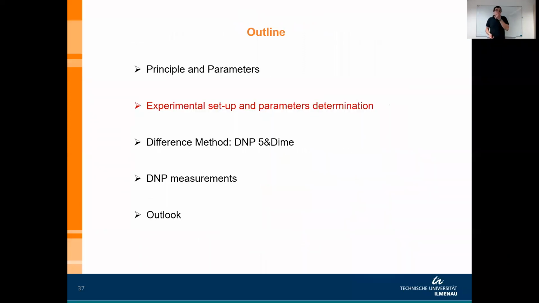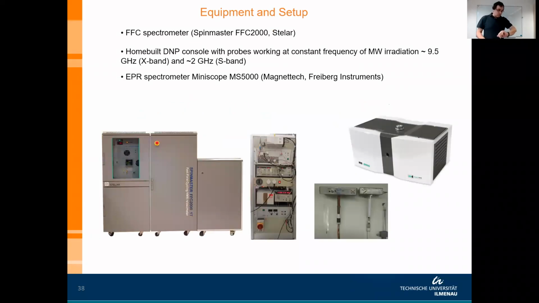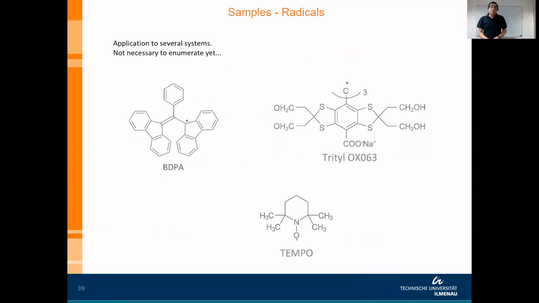Well, let's go now to describe the experimental setup and the parameters here. Good. We have in our community, I guess everybody will recognize the Stelar spectrometer. We have also an EPR spectrometer here, benchtop, and then we have our probes for DNP that are double resonators here, and then we have the electronics for the DNP basically. And the samples, I will not describe samples, I will go through the samples when I give the examples, but here we can see a few examples of radicals.